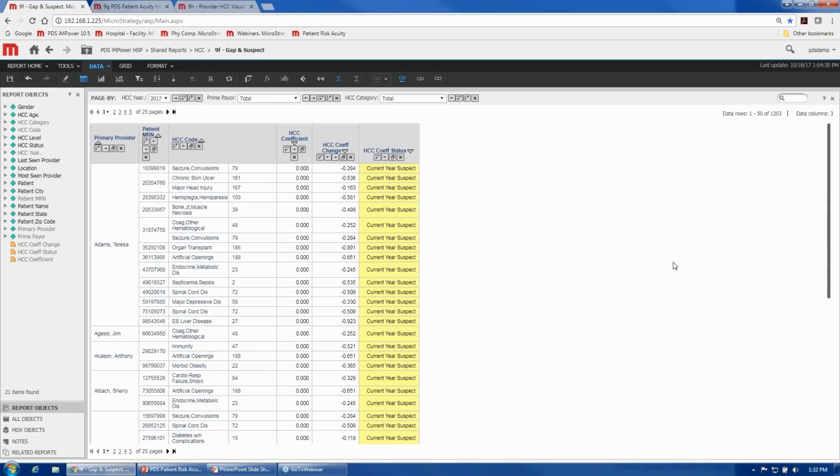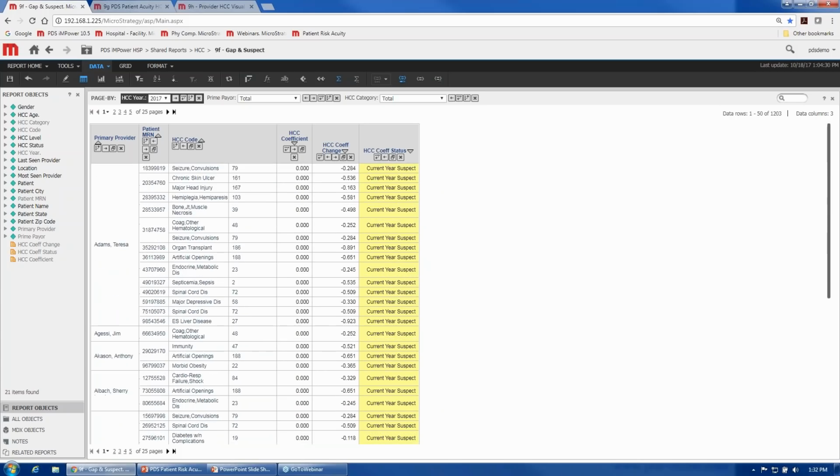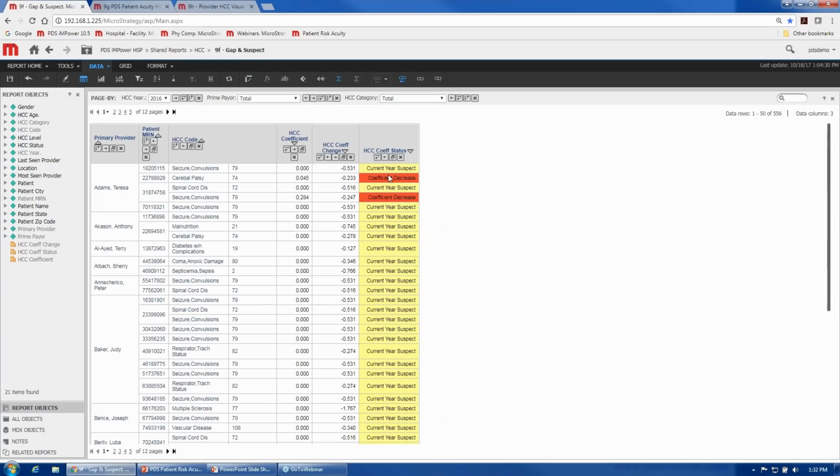They have not been seen, or if they were seen, there potentially is a coding issue. What we term at PDS here in our analytics is current year suspect, or you saw before I had on the screen that coefficient decrease. What it's showing is there's a gap in scoring, that the patient either hasn't been treated appropriately or we haven't coded it appropriately.